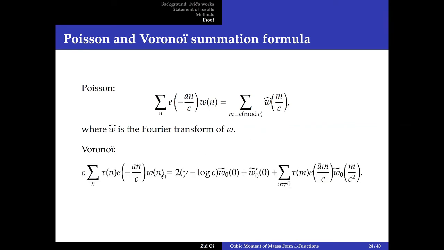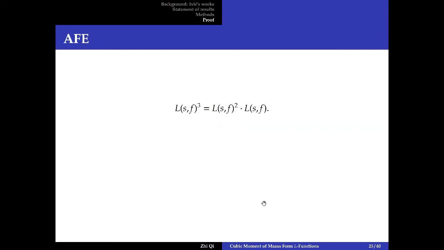And here is the Voronoi. So you have the zero frequency and non-zero frequency contribution, the dual sum, you can say, and everything is dualized. Later, this M will usually denote the dual variable. Okay, so this is Voronoi.